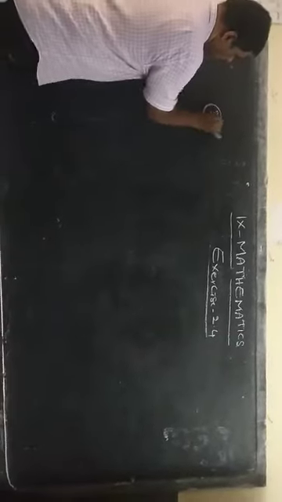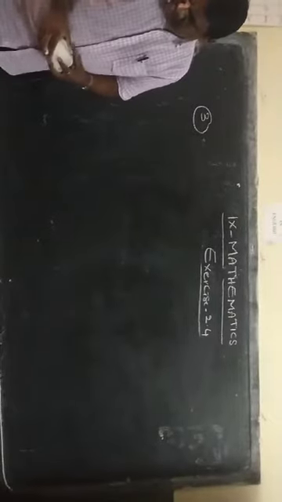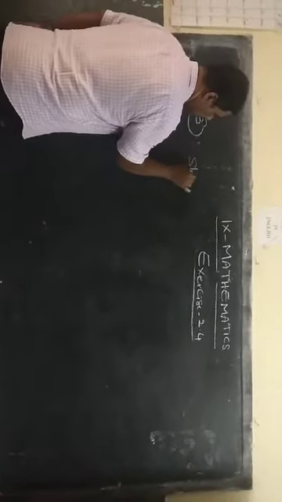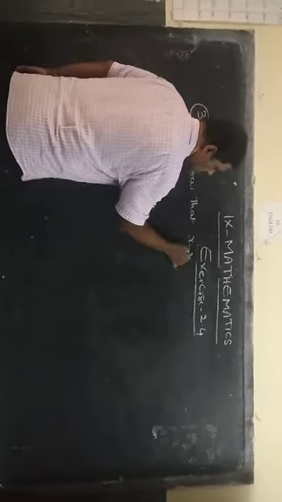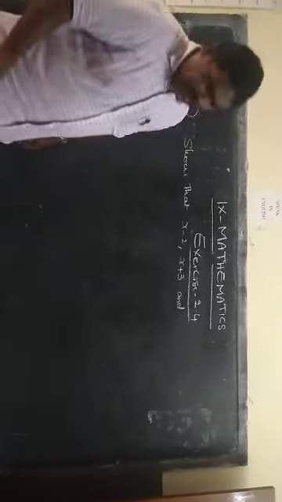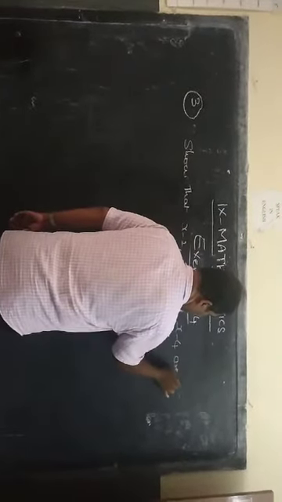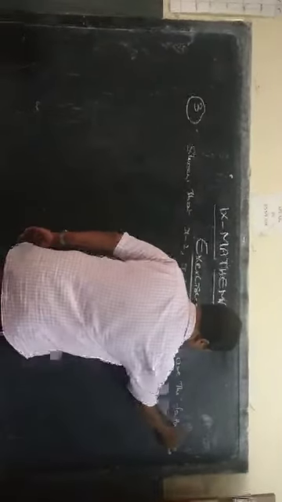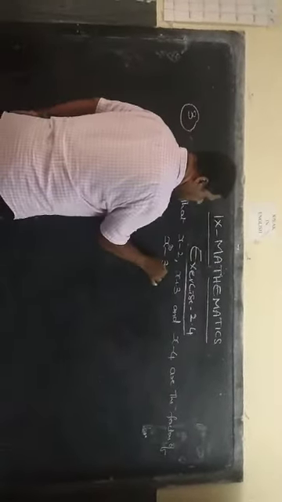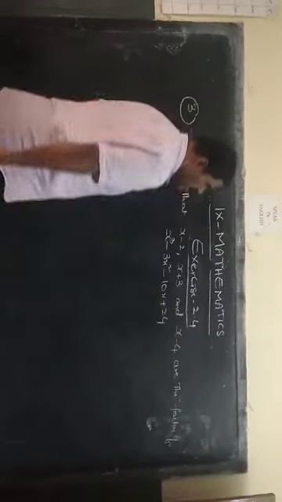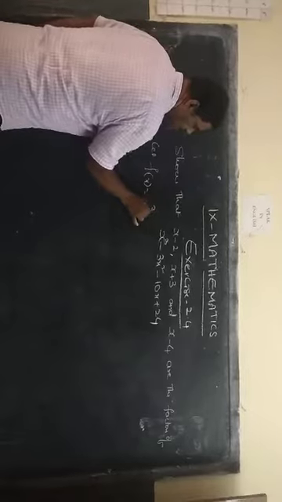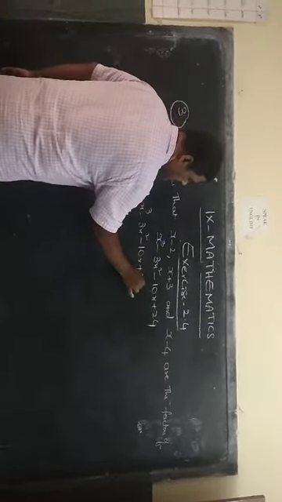Like question number 3, show that x minus 2, x plus 3 and x minus 4 are the factors of x cube minus 3x square minus 10x plus 24. Here one polynomial is given. We have to suppose the polynomial as f of x. So let f of x is equal to x cube minus 3x square minus 10x plus 24.